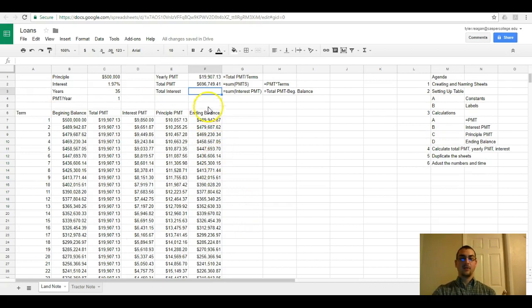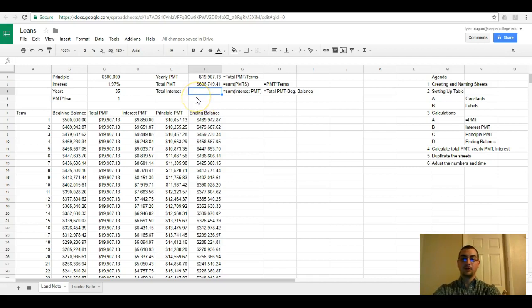So we can see right now that the total payment, the amount that you paid on that $500,000 note, is actually $696,000. Well, why is there an additional $196,000 over and above the principal balance on the note? Well, that's due to compounding interest.